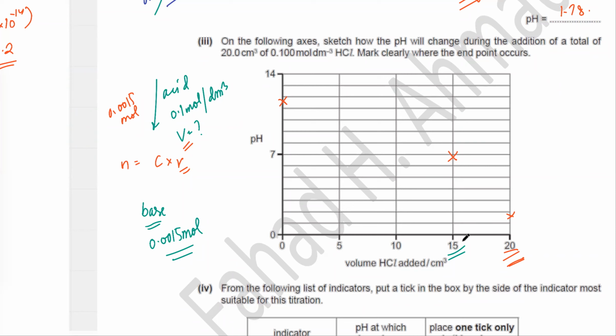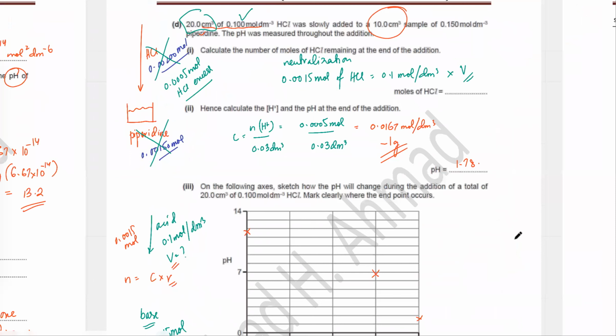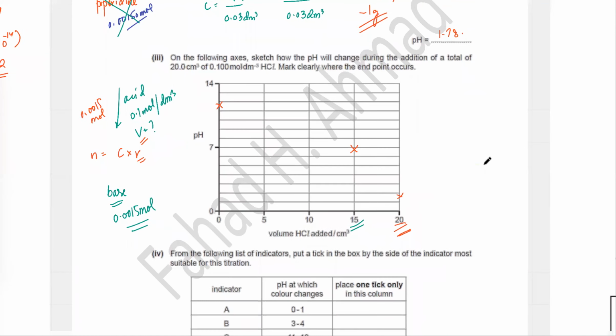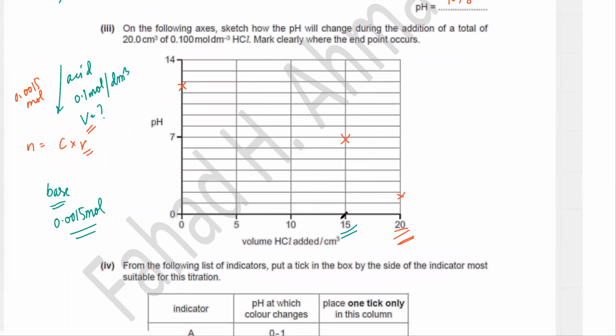Yes, sir. And after 15, all the acid that was added was in excess, so that made things acidic. When you added 20, you added too much acid. You added 0.0005 moles of HCl in excess. You figured out the concentration and the pH of that excess acid. If we had just stuck to 15 cm cube, we would have reached the neutralization point. All the base would be gone and the acid would not be in excess.